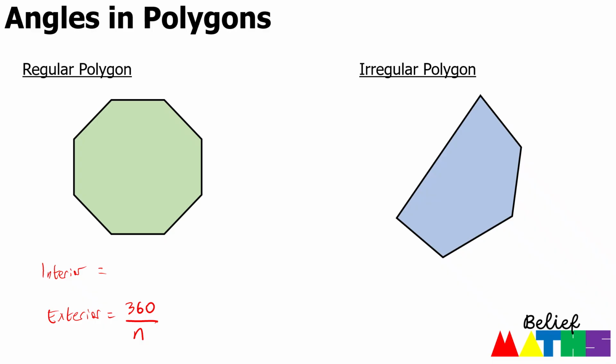So in this question, I've got 1, 2, 3, 4, 5, 6, 7, 8 sides. That's an octagon. 360 divided by 8 is 45 degrees. That means the exterior angle, which is here, is 45 degrees. That's exterior. So the interior angle then makes a straight line. So you do 180 minus 45, which is 135 degrees. Okay, so the interior is equal to 180 minus the exterior.